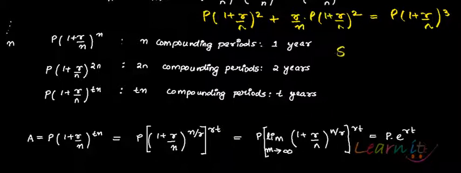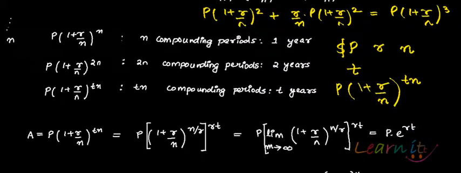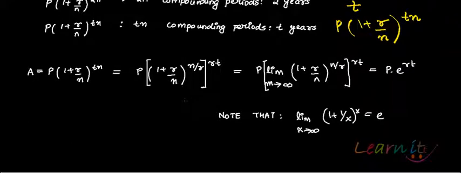So you have invested P dollars. The rate of interest is r% per annum. Compounding periods are n compounding periods in a year. You've invested this for t years. So the amount which you will have is P into (1 + r/n) to the power tn. And you yourself have derived this, that this is the way you will find out the total amount in your bank account. Now, this is sort of a discrete compounding case.